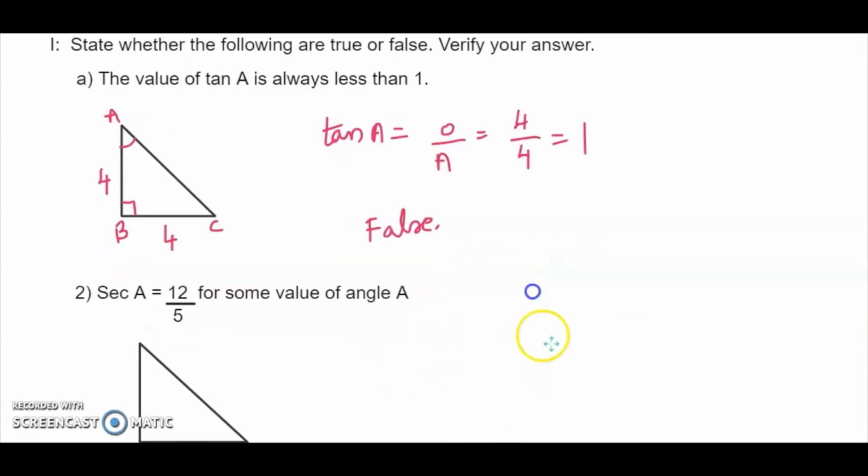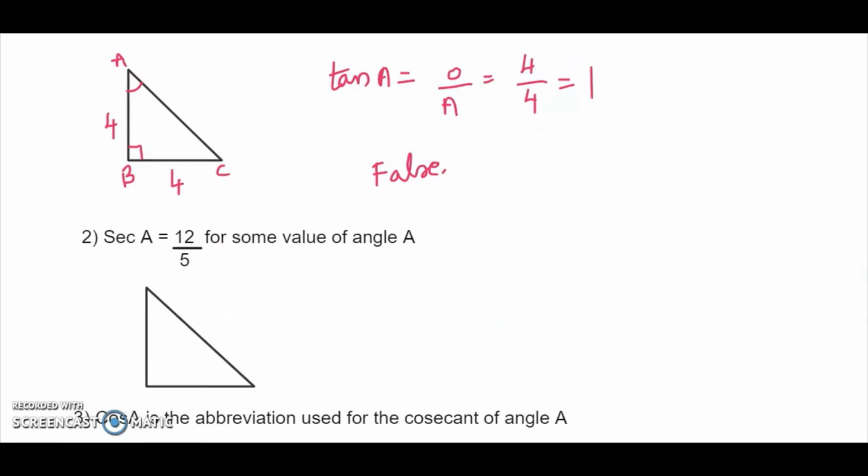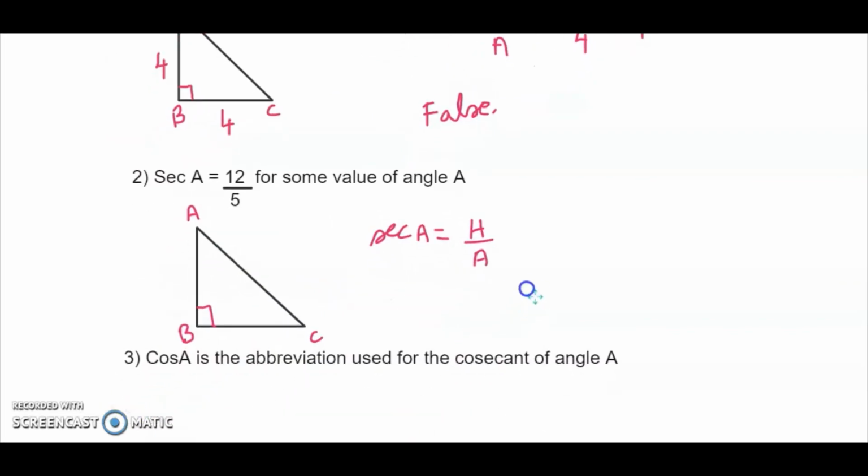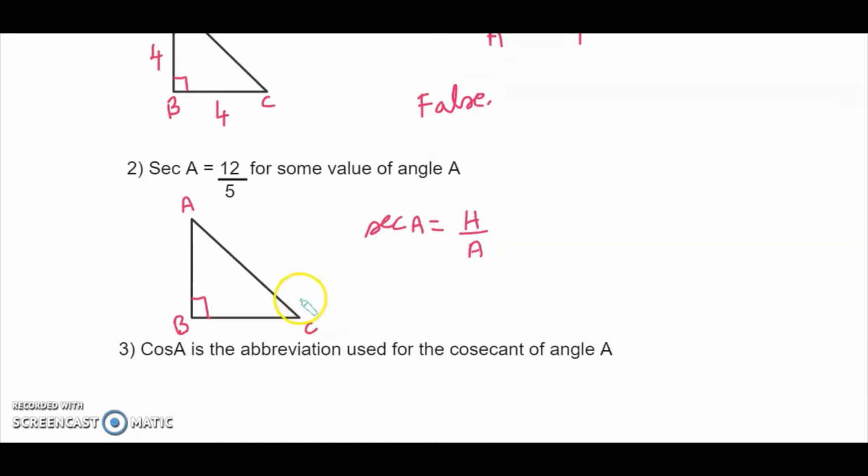Okay, let's go for the next. Sec A equals 12 by 5. It can be possible because sec A is what? Hypotenuse upon adjacent, and any measurement is possible for a hypotenuse and adjacent, right? Because we don't know the third side and we can find the third side by Pythagoras theorem, right? So there is no rule that you have to have whole numbers.